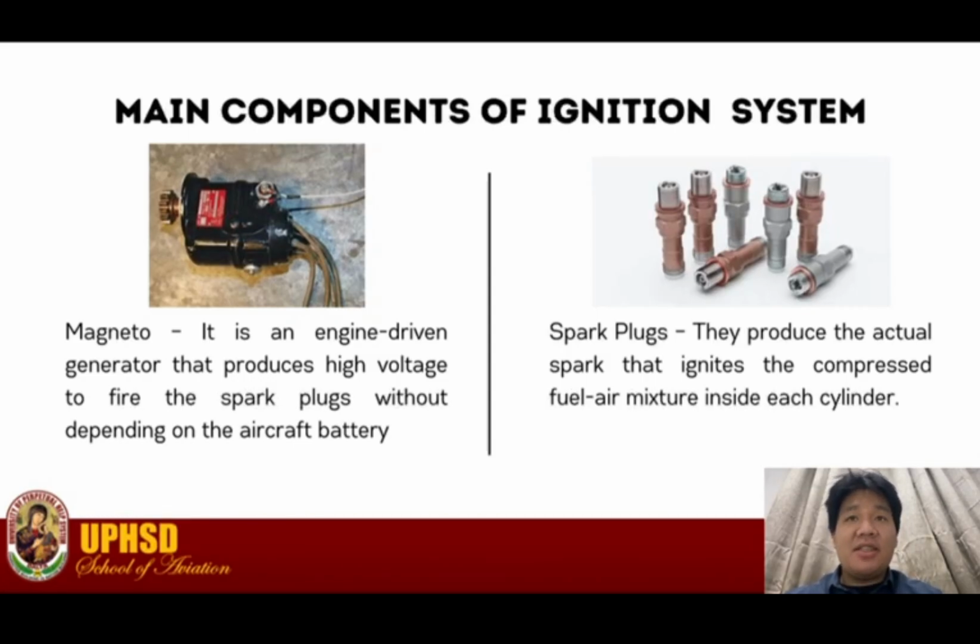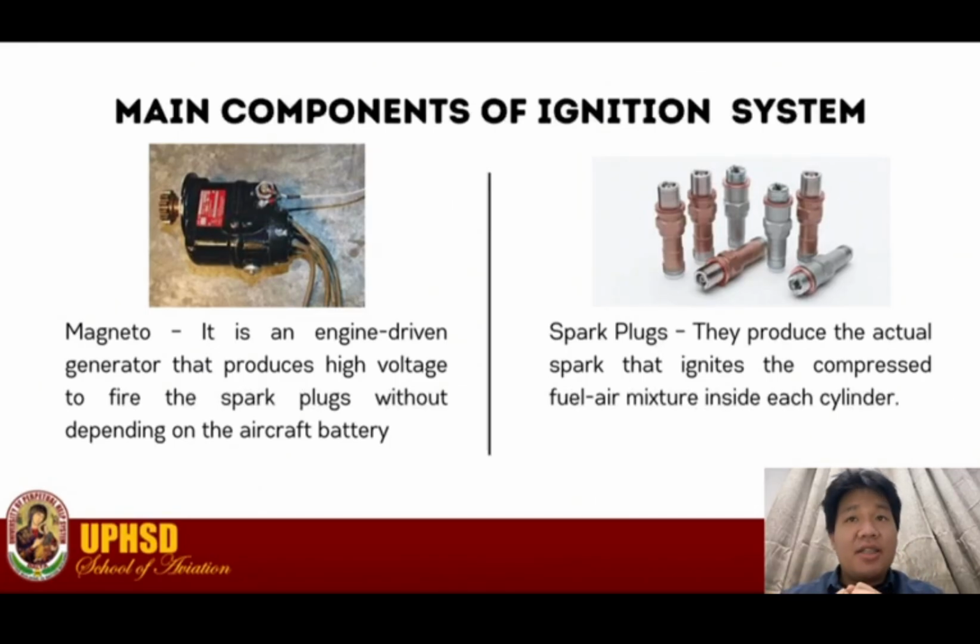The first one is the magneto. The magneto is a small generator that produces electricity for the ignition system, and it doesn't need a battery. It creates the high voltage needed to make a spark by using magnets and coils.